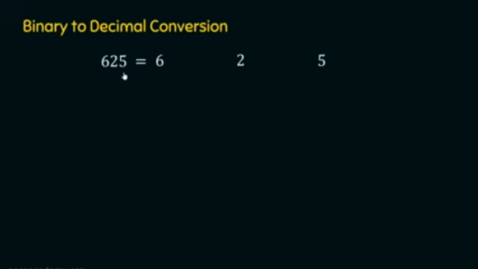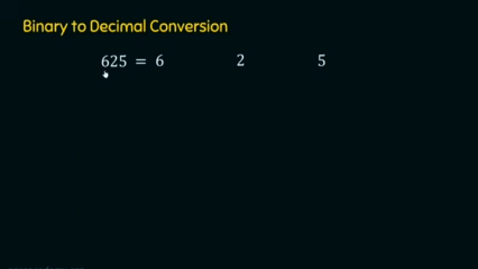For a decimal number, the positional weight is always of the form 10 to the power n, where n represents the position of a specific digit. So here, the positional weight of this digit 5 is 10 to the power 0, because 0 is the position of this digit 5. Similarly, the positional weight of this digit 2 is 10 to the power 1, because the position of this digit is 1. As the position of 6 is 2, the positional weight of this digit is 10 to the power 2. I hope this concept is clear.